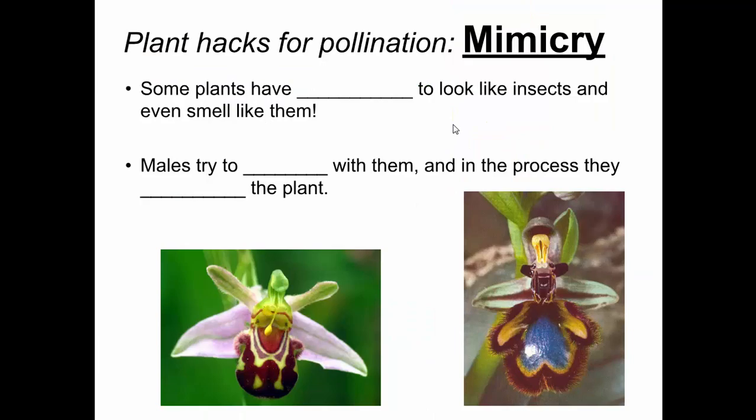So mimicry is interesting to think about in terms of pollination. Some plants have evolved mimicry. We talked about this in evolution, to sort of look and even smell like insects. So these are the petals of the flower. What happens is they look like a female insect, and males think that they are. They go find them and attempt to mate with them. However, they're not female insects. So in the process, the male gets pollen on them and then helps to pollinate the flowers. Switcheroo.